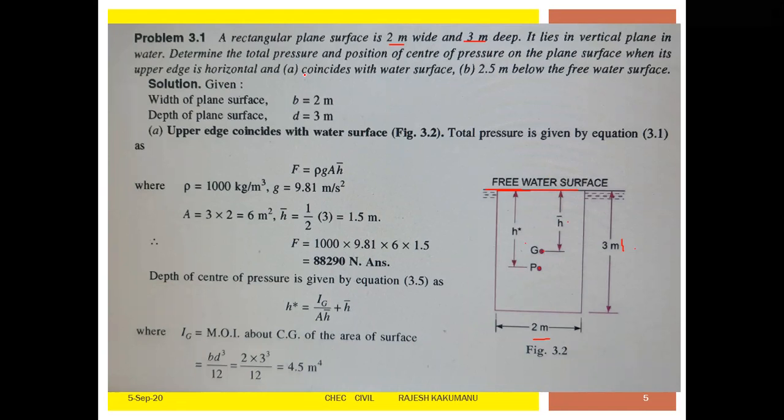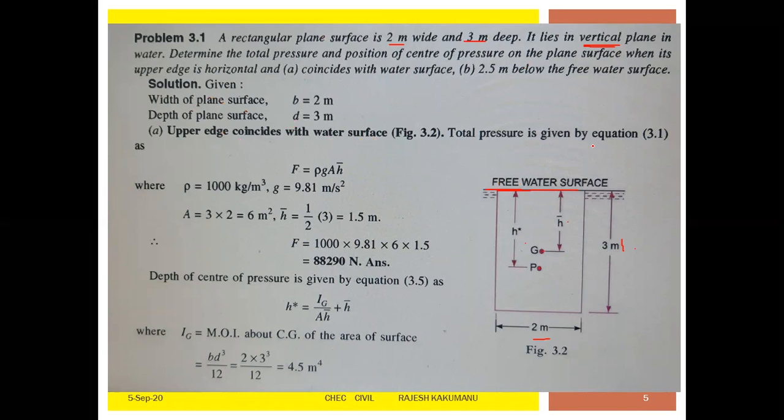So when problems come in exams, you have to see whether the object is vertical, horizontal, at some angle, or curved. Based on that you have to do the problem. Now take the given data. Width of the plane surface is B equal to 2 meters. Depth of the surface is D equal to 3 meters. Now take the first case, coinciding with the upper water surface. That is the figure.